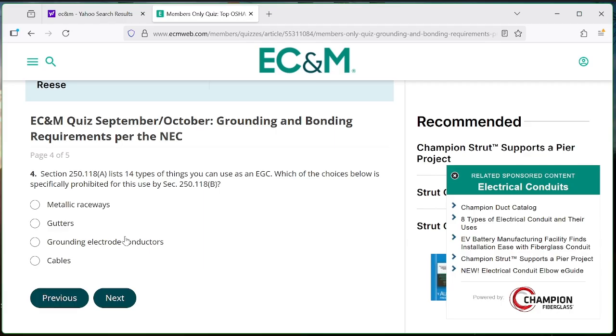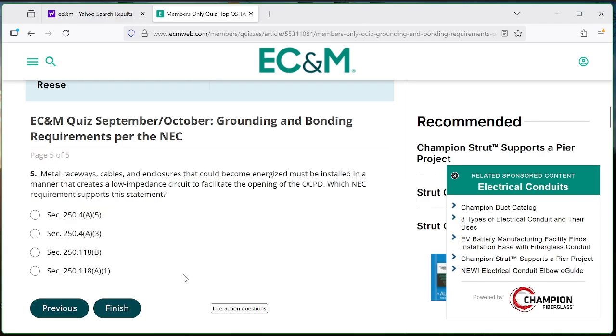Okay, there are 14 types of things you can use as an EGC. What is an EGC? Equipment grounding conductor. Yeah, some kind of a conduit. Okay, so which of the choices is specifically prohibited by section 250.118(B)? I would say gutters, but I'm not sure. What do you think? Anybody else thought of anything? Probably B is a prominent answer here.